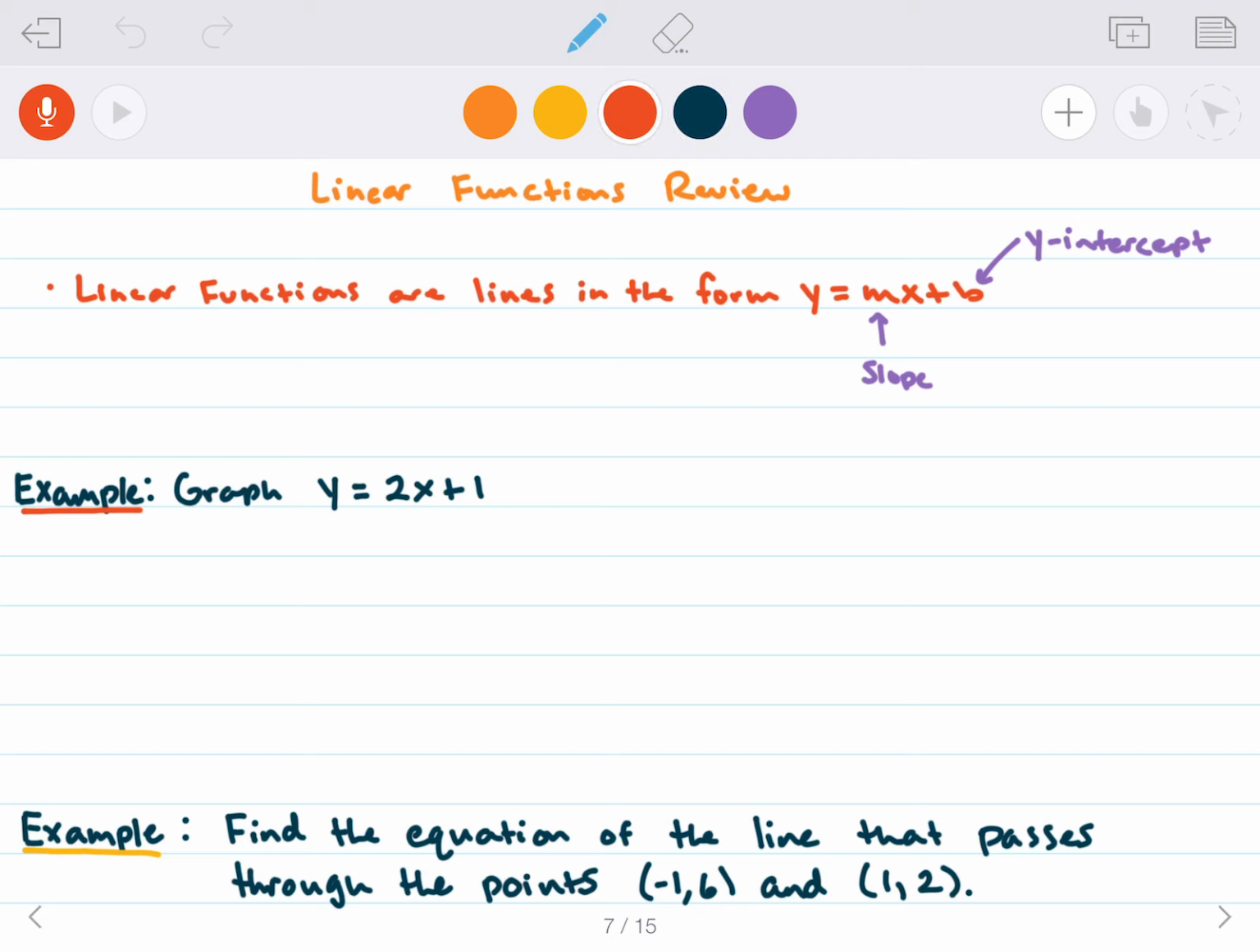Now, we have two components of a linear function. They are written of the form y equals mx plus b, where m is the slope and b is the y-intercept. So the slope measures the steepness, right? How steep a line is. And the y-intercept is where the line crosses the y-axis.